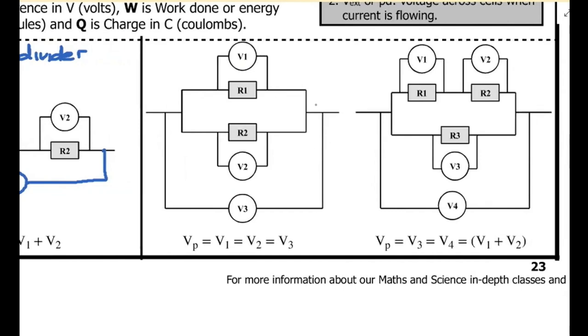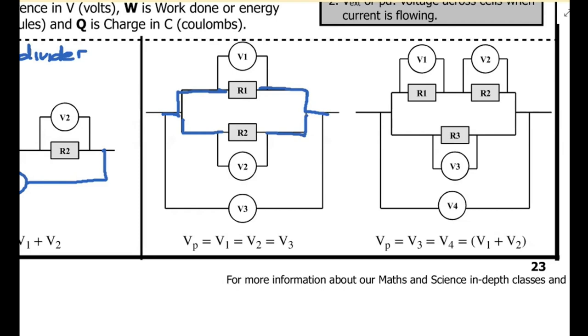And that is because charged particles, remember, are moving in my circuit. And they either are going to go through R1 or they're going to go through R2. They are not going to go through R1 and R2. Charged particles will go through one or the other. And when they go through one or the other, they are going to transfer their energy.